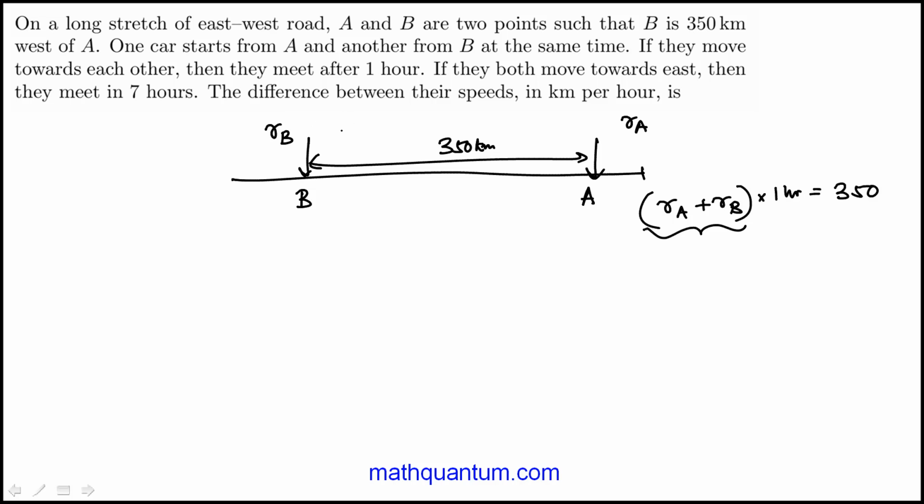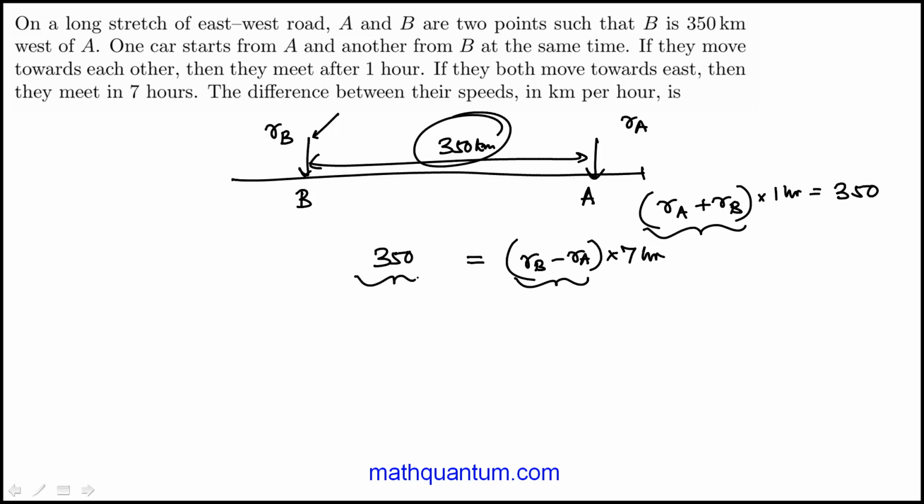The second one is that B has to catch up a net of 350 kilometers. And the difference in their speeds is R sub B minus R sub A. So that's how many kilometers every hour that B is gaining over A. So if we multiply that by 7 hours, that needs to match with 350. So in this question, you'll note here that we can actually get the difference in speeds right away. 350 divided by 7 is 50. And we don't even need this part.